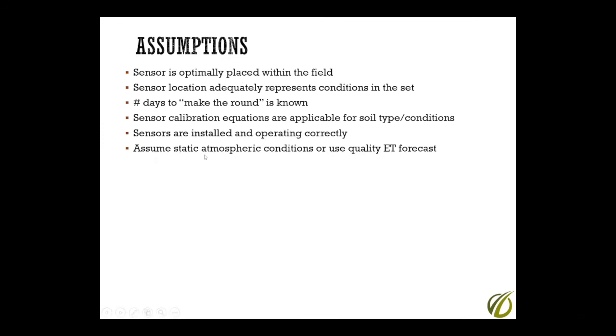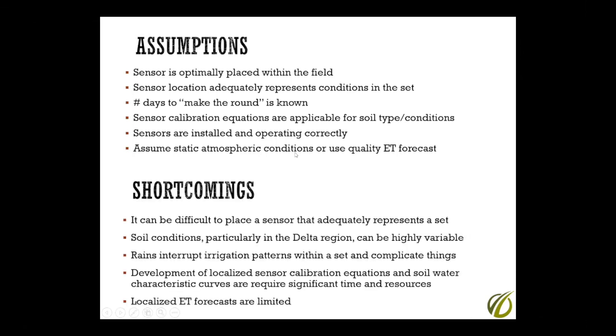And then also, we're going to assume static atmospheric conditions, or we're going to use an ET forecast. That's kind of splitting hairs a little bit, but I think it's worth mentioning. So, just some of the shortcomings, and some of these we've already discussed. It can be difficult to place a sensor where it adequately represents an irrigation set. I mean, we've got a tremendous amount of soil variability in a lot of areas, particularly in the Delta, where we have alluvial soils that are just layer upon layer of different soils.